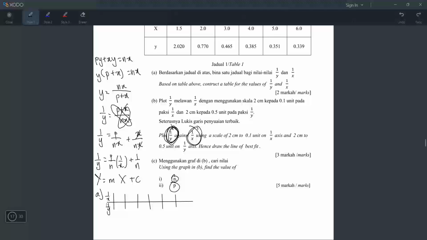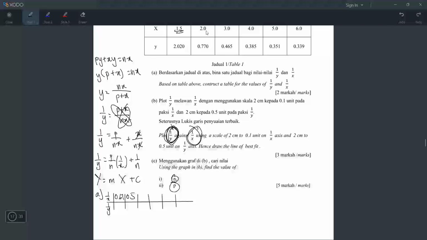Don't write 1 over y here, because if you do, then you have to read it like this. Try to write the x-axis on top and then the y-axis below. So 1 over x. So this is x. I want 1 over x. So I will press 1 divide 1.5. Let's press 2 over 3, which is 0.66666. So write 2 decimal places. Remember, when we do a graph, always write 2 decimal places. This one is 1 divide 2, so 0.5.